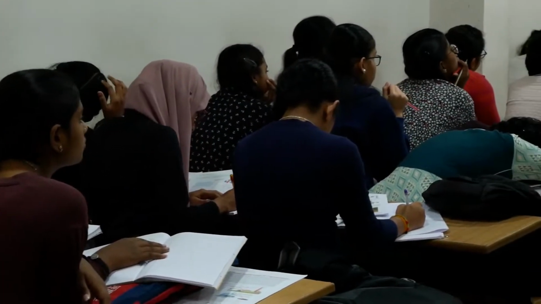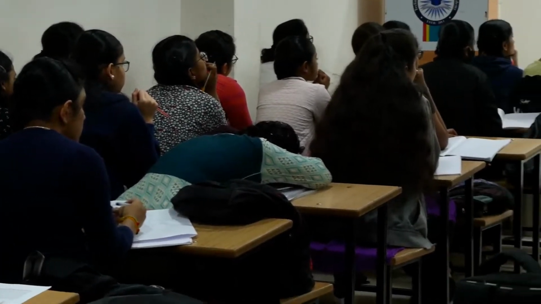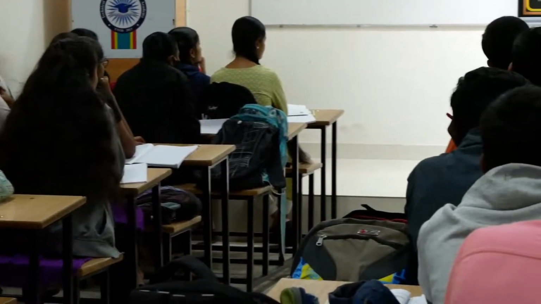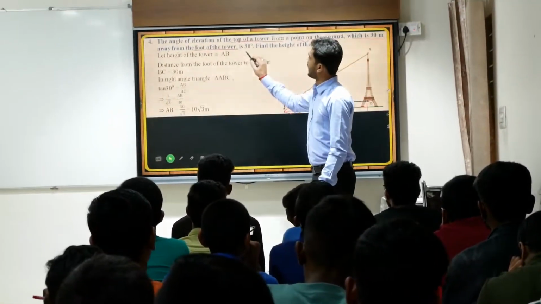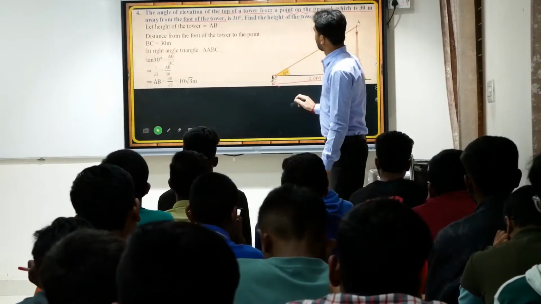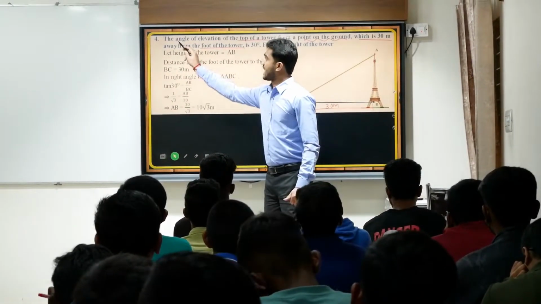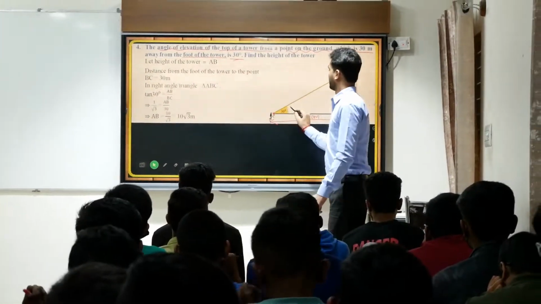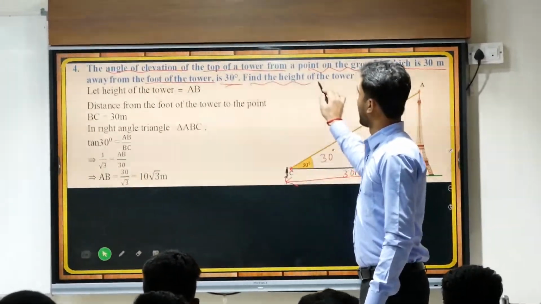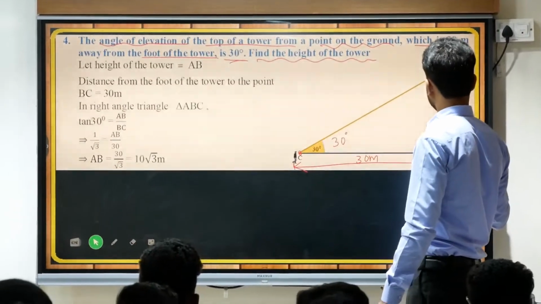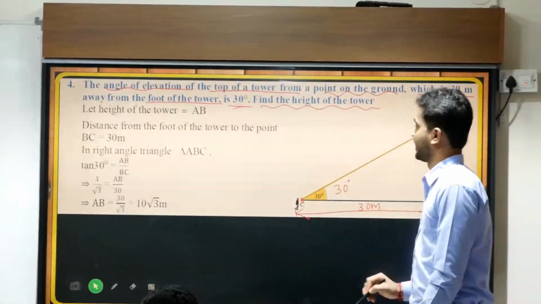That means the foot of the tower is here. This is the base of the tower. From here to here is the distance of 30 meters. And the angle of elevation here is 30 degrees. That means this is 30 degrees. Then find the height of the tower. That means this is h, and h we need to find here.